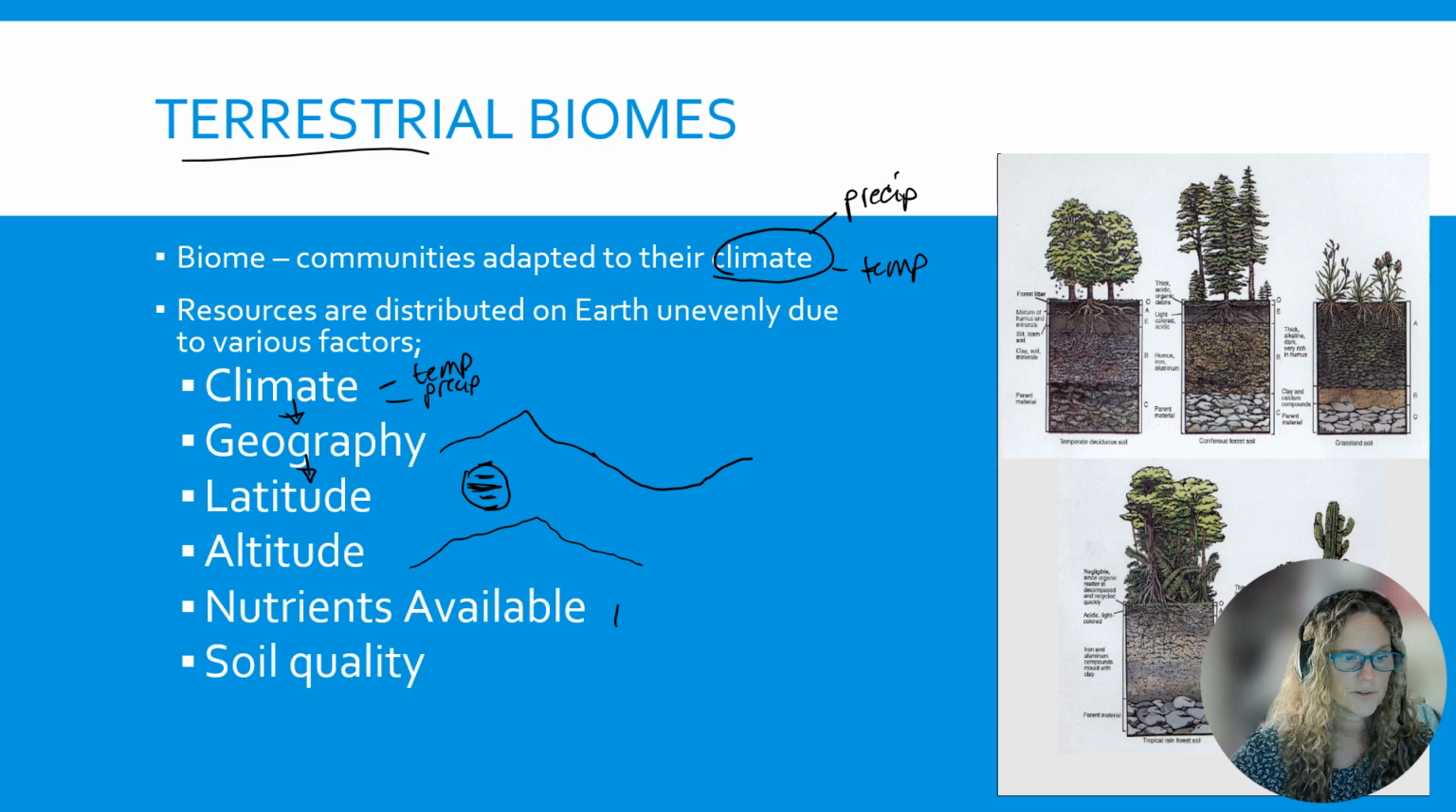And then what nutrients are there? Nitrogen, phosphorus, carbon, water. That's all going to affect how a biome kind of turns out, and that affects the quality of the soil. Soil is affected by temperature, moisture, texture, a whole bunch of different things.